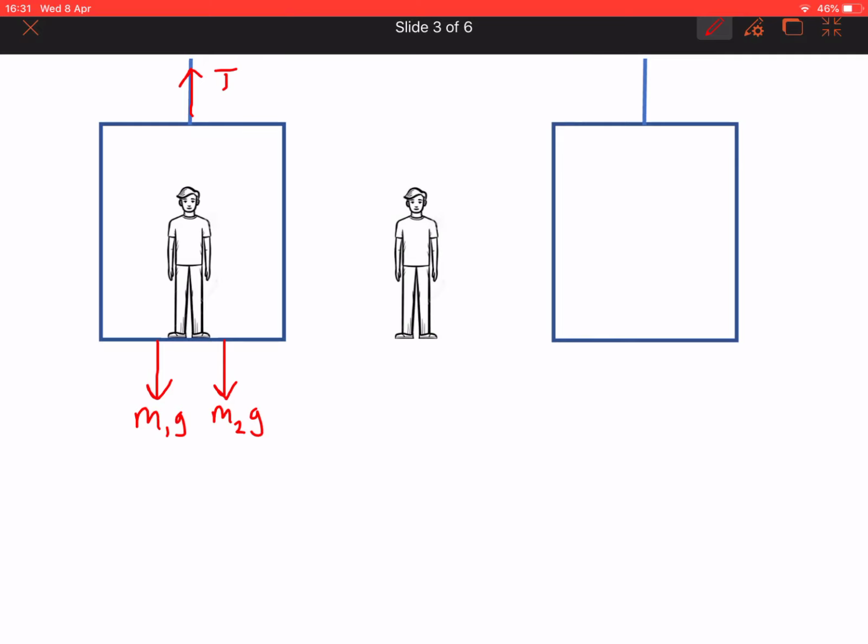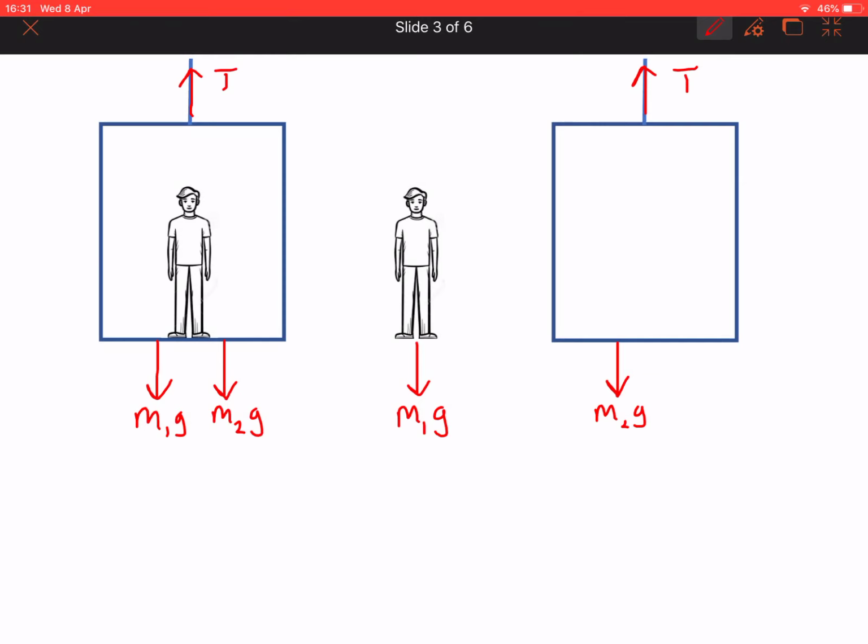So if we look at the person, well, we've just said that there'll be a force downwards on the person, which is their weight, and we called the mass m1, so their weight is m1g. And we said that the force on the lift was a force downwards of m2g, the weight of the lift. We also said that there'd be a tension in the lift cable going up. So hopefully you can see that at the moment I've got the forces on the person and the lift. If I put the person into the lift, I would get the diagram on the left hand side.